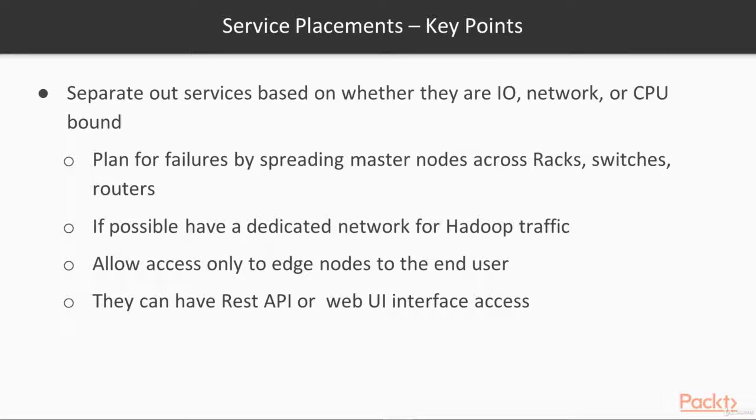If possible, have a dedicated network for Hadoop traffic with an MTU set to 9000. We call it a jumbo frame. Obviously, when we enable jumbo frames, all the devices in between, whether routers or switches, must support it. Allow access only to the edge nodes for the end user, and they should not be able to connect to, let's say, master or data nodes or any other node in the cluster. They can have REST API or Web UI access.